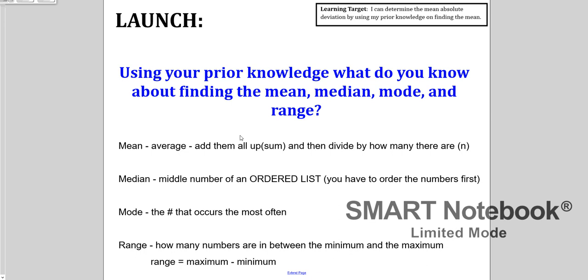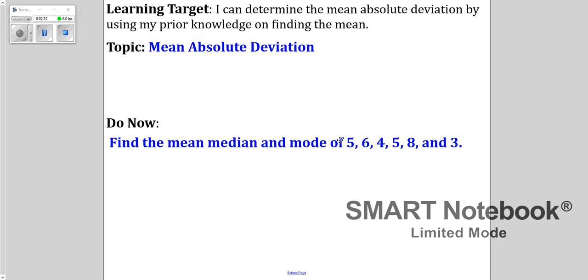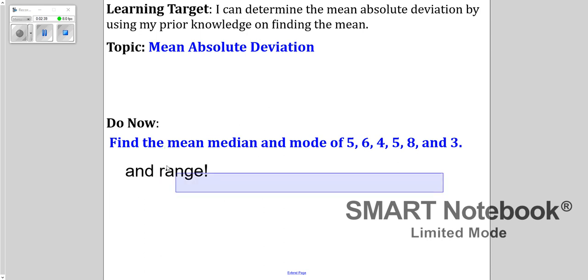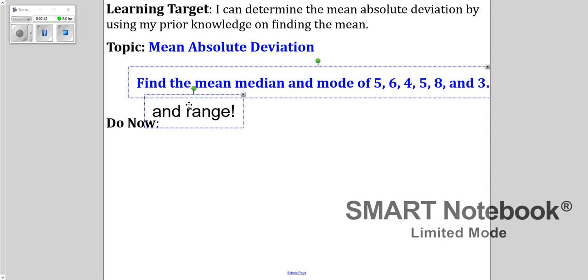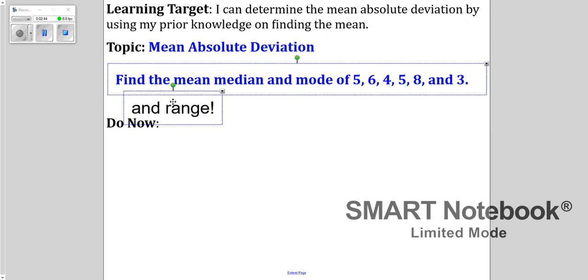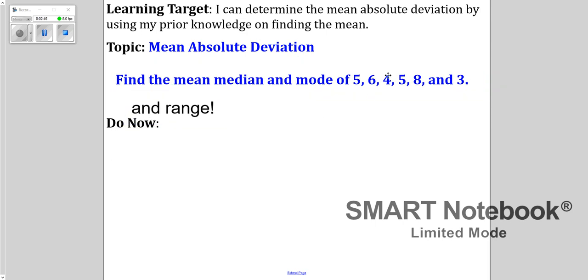So I'm going to give you a list of numbers now. And when I do, I want you to find the mean, median, mode, and it's not here, but let's also do the range. So pause the video now so that you can find the mean, median, mode, and range of these 6 numbers, and then I'll put the answers up.